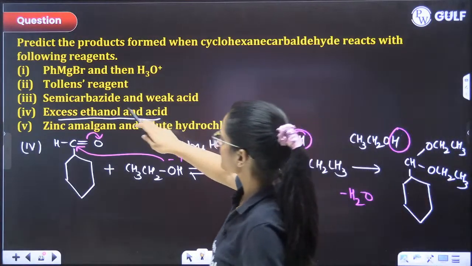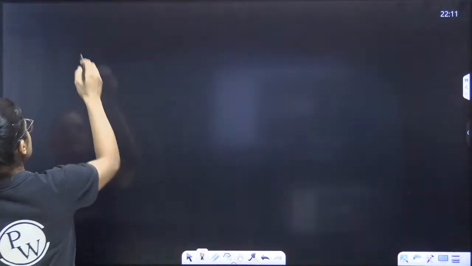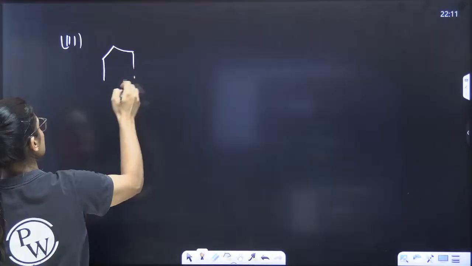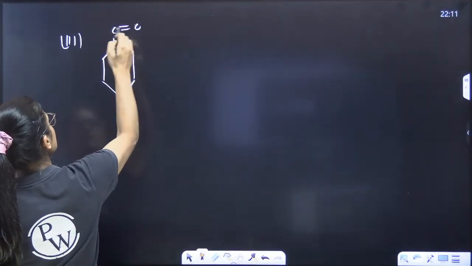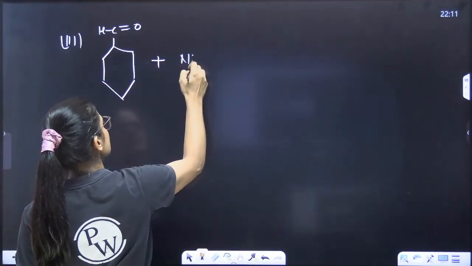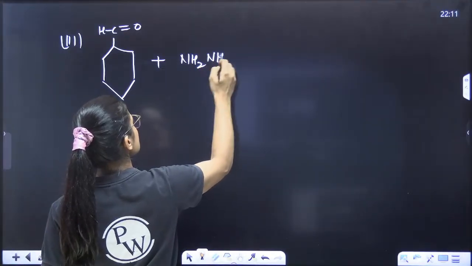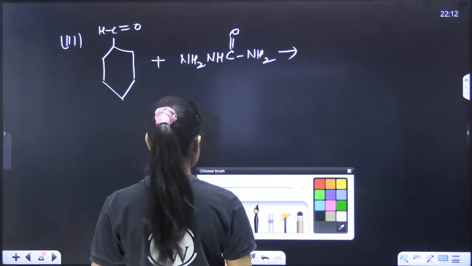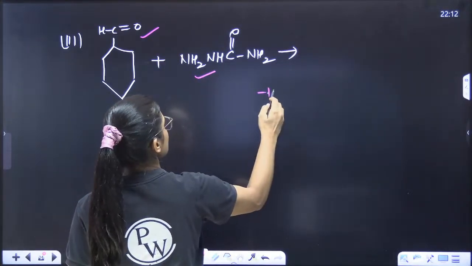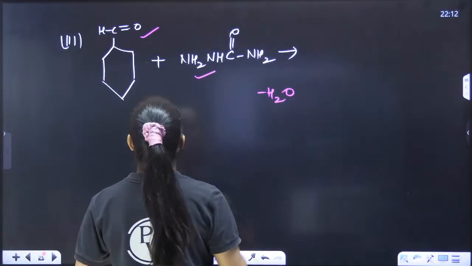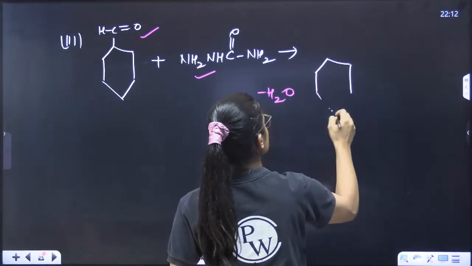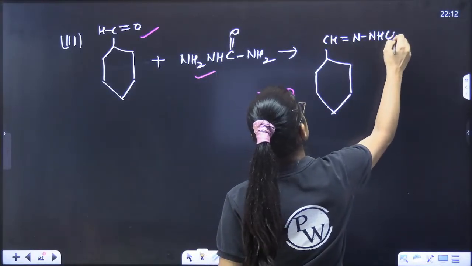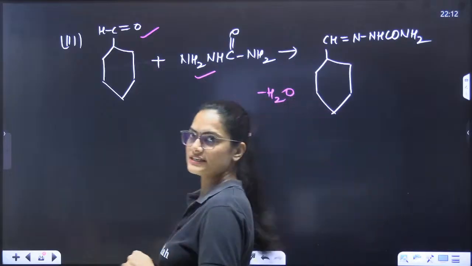Semicarbazide and weak acid. Again, the third one you can write cyclohexane carbaldehyde. C double bond O, carrying out its reaction with NH2NHCONH2. So there will be removal of water, H2O. Right?